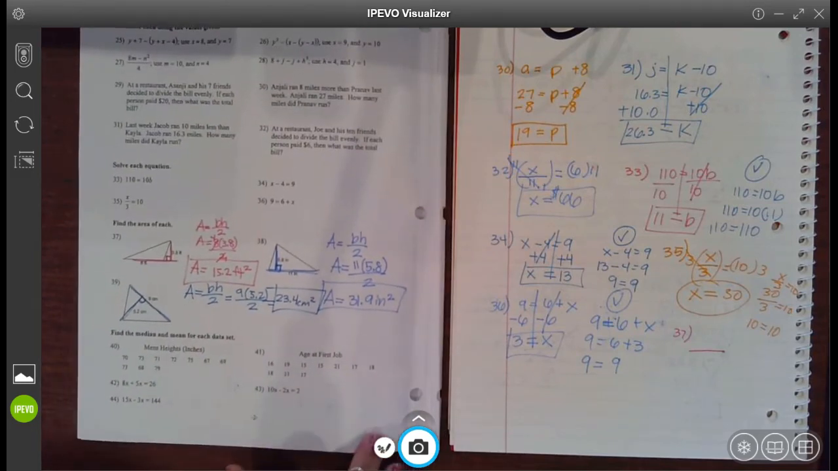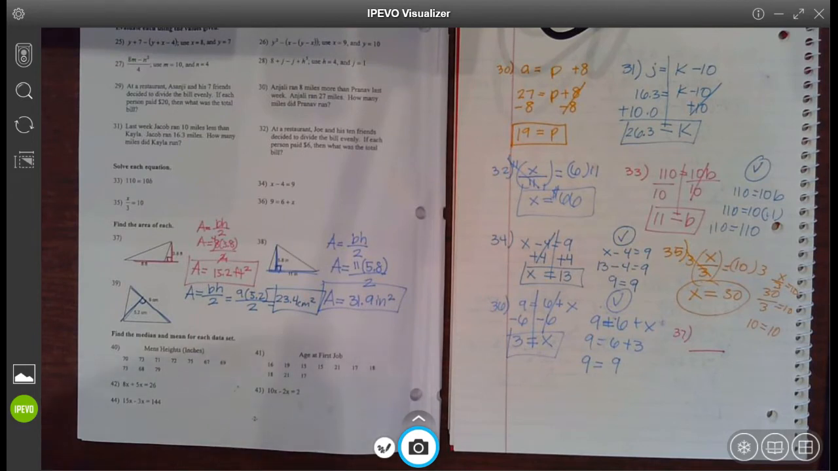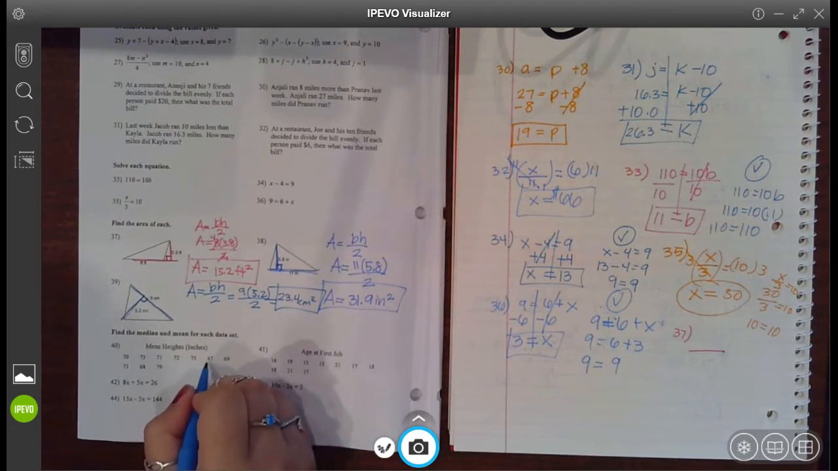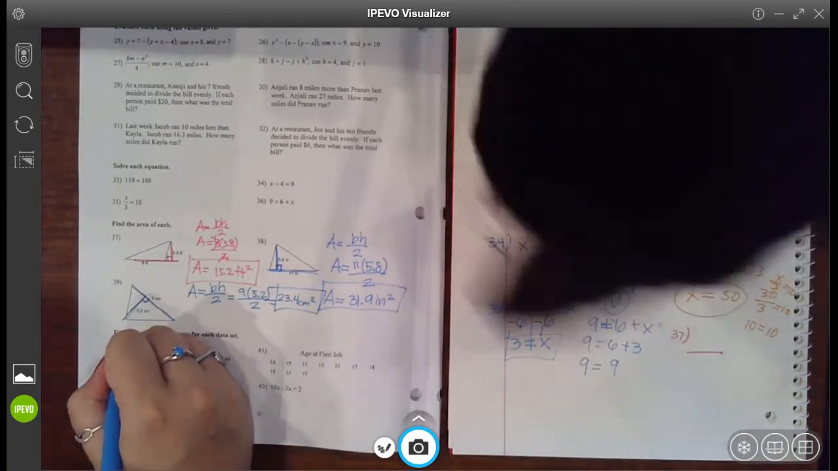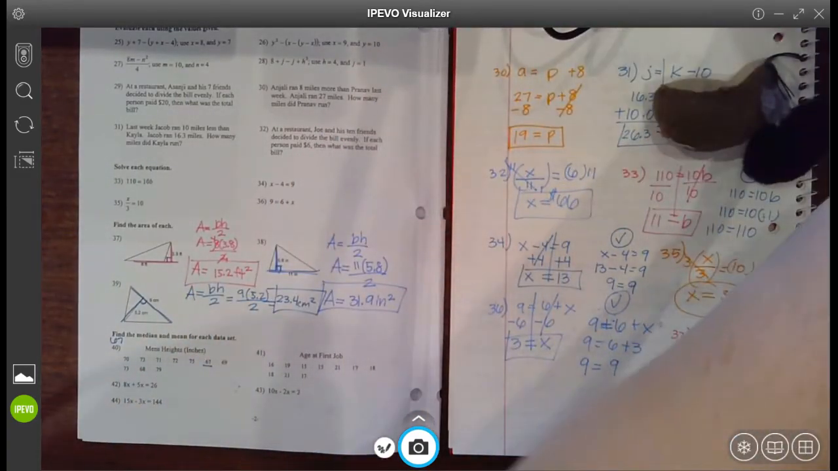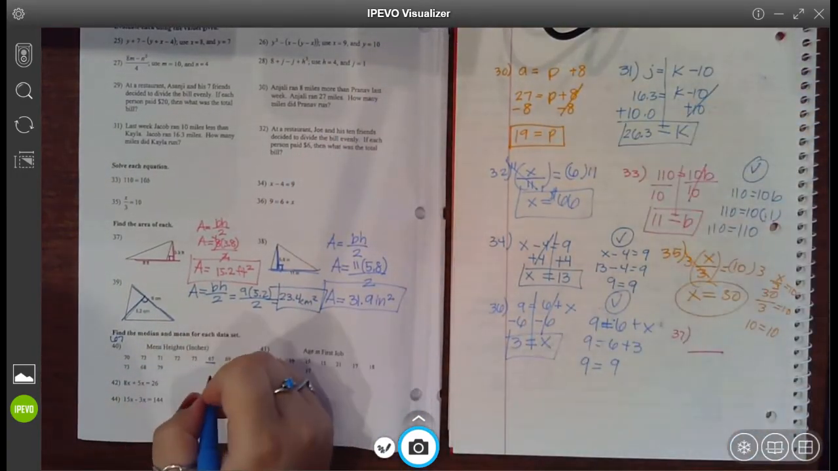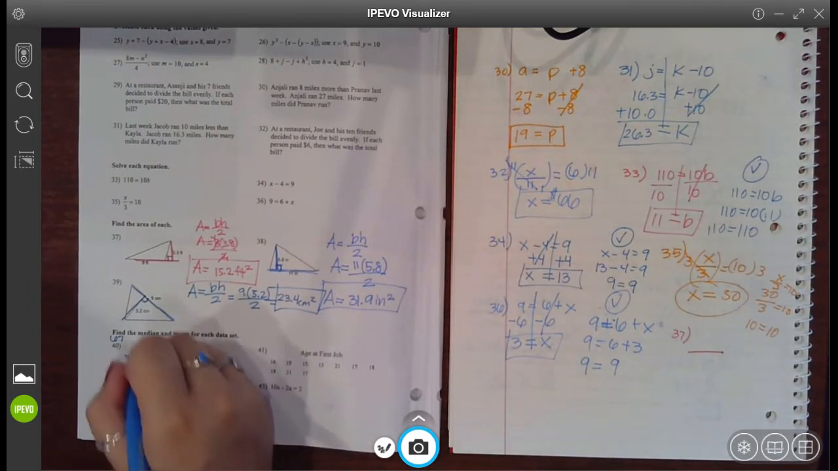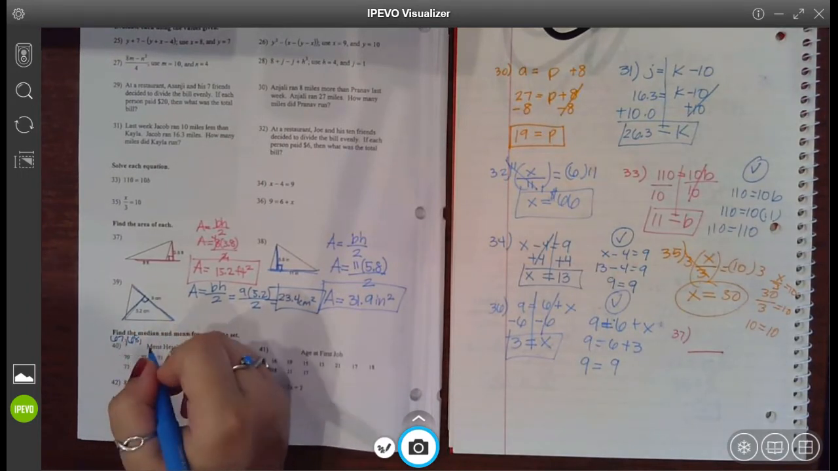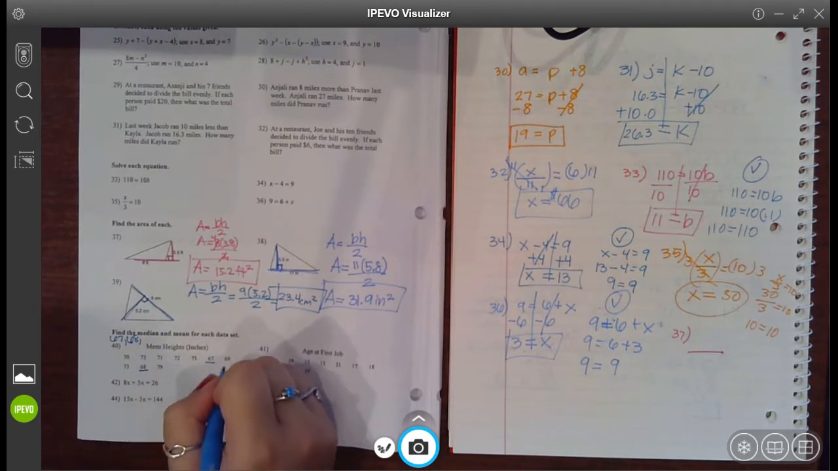All right, our last unit that we did, mean, median, mode, range. It says men's heights are in inches, and find the median and the mean for each of these. If I want to find the median, I have to put them in order from least to greatest. And they are not already in order. So the smallest one I see is 67. And then I see a 68. And then a 69 up there.